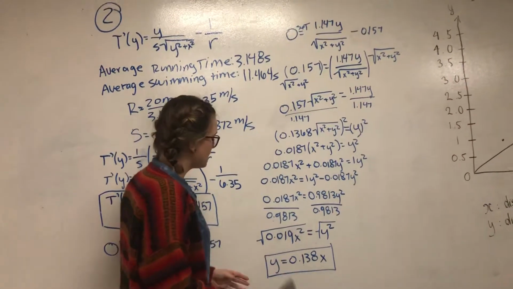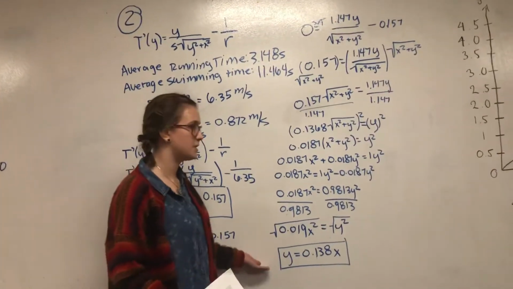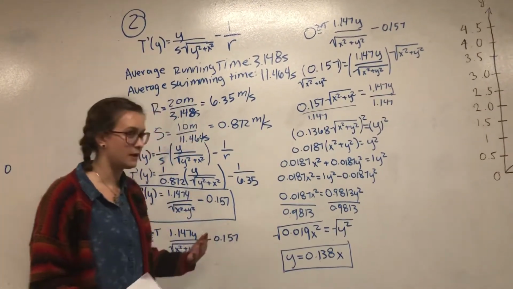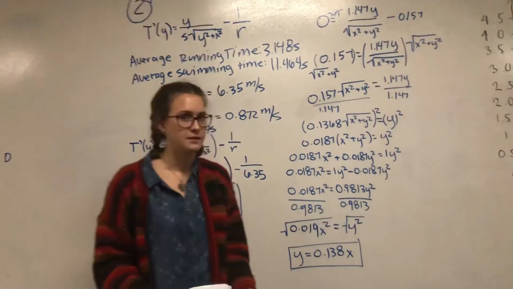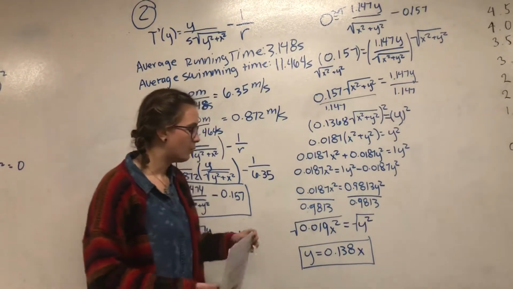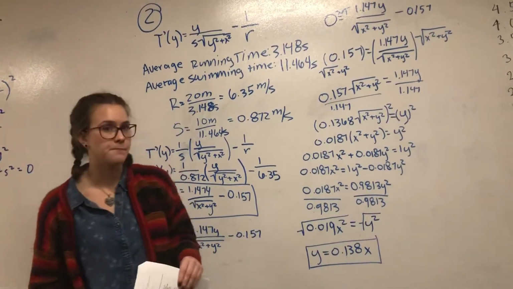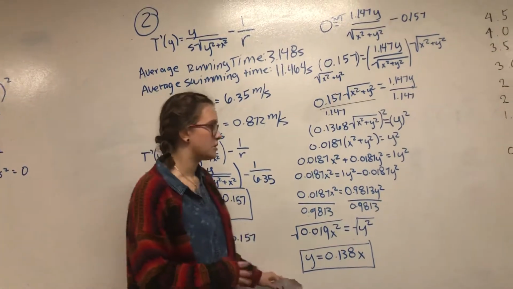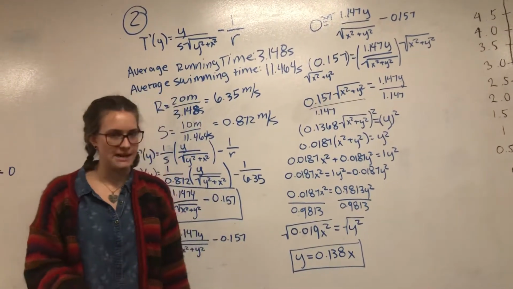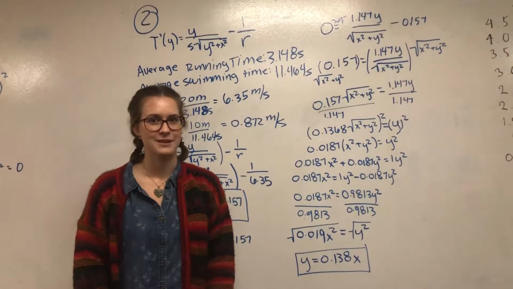And this equation shows the relationship between x, which is the distance swam, versus y, the distance run. And it shows that y, the distance run, is 10 times greater than the distance swam. And this equation allows us to determine the point at which the dog enters the water. I'm done.